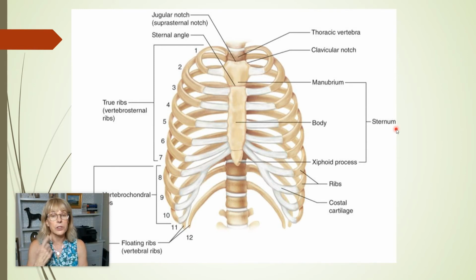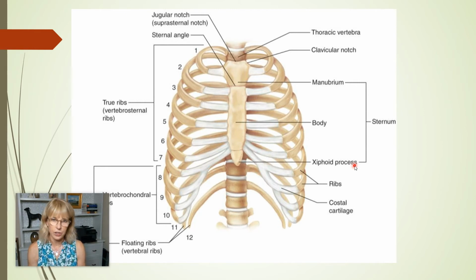The different parts of the bone, this upper part right here, is called the manubrium. The middle part, the biggest part, is just called the body of the sternum. And this lower part is called the xiphoid process. You may know someone who's got a xiphoid process that kind of sticks out forward, right? So make sure you know the sternum in general, and make sure you know the parts of the sternum.